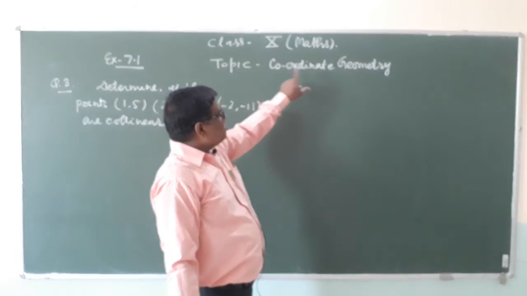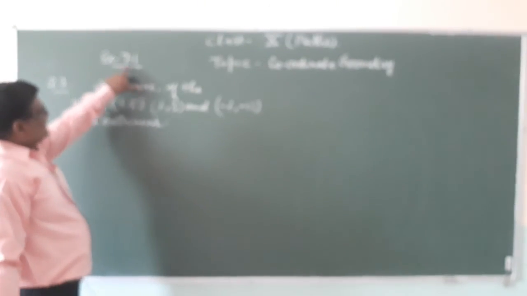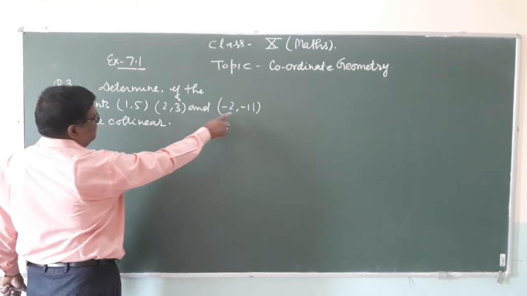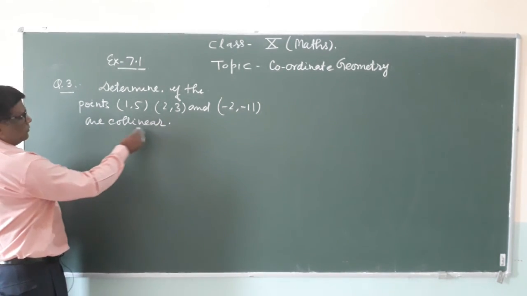The topic is coordinate geometry, and this is question number 3 of exercise 7.1. Determine if the points (1, 5), (2, 3) and (-2, -11) are collinear.